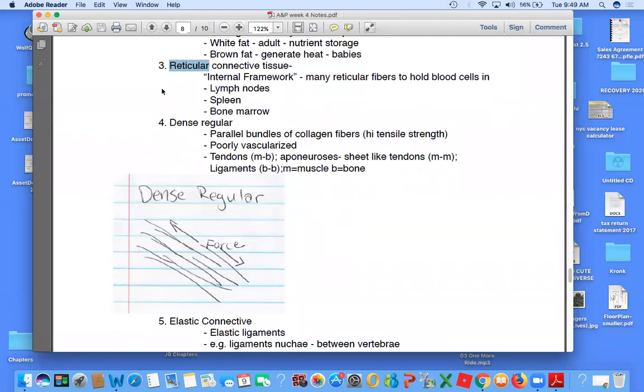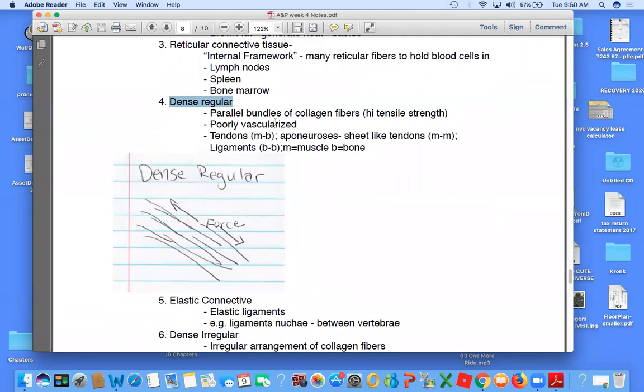So anyway, then we have dense regular, and dense regular connective tissue is our first dense tissue. Dense means a lot of stuff in there. See this picture? We got a lot of fibers going in one direction. These are parallel bundles of connective fibers. Let's look at page 401. Figure 11.15D is basically an example of dense regular.